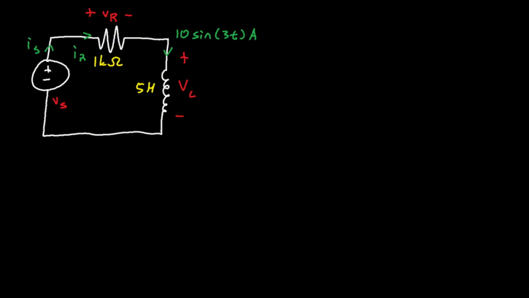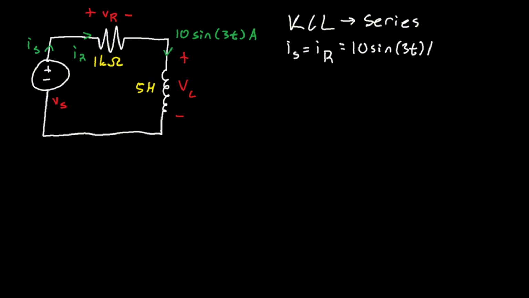Let's go ahead and solve this circuit. So you're given the current. Basically, if we just use KCL, since this is a series circuit, then all the currents should be equal to each other. So I of S is equal to I of R, which is all equal to this current right here, 10 sine of 3t amps.